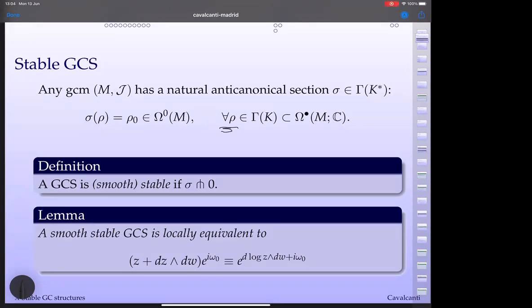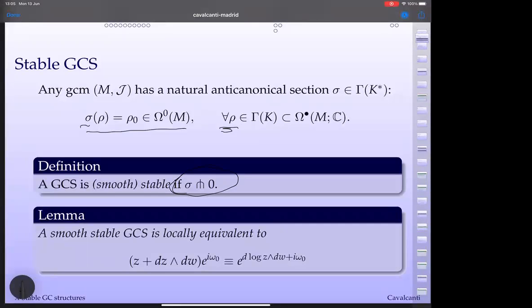I can always project it into the complex numbers just by taking the degree 0 part of it. So there's a canonical section of the anti-canonical bundle, which, given a generator, just takes the degree 0 part. If that section is transverse to the 0 section, then I call it stable. For symplectic structures, we typically write it as e to the i omega. For that particular generator, it starts with 1, so this section applied to that one would just give me 1 all the time.